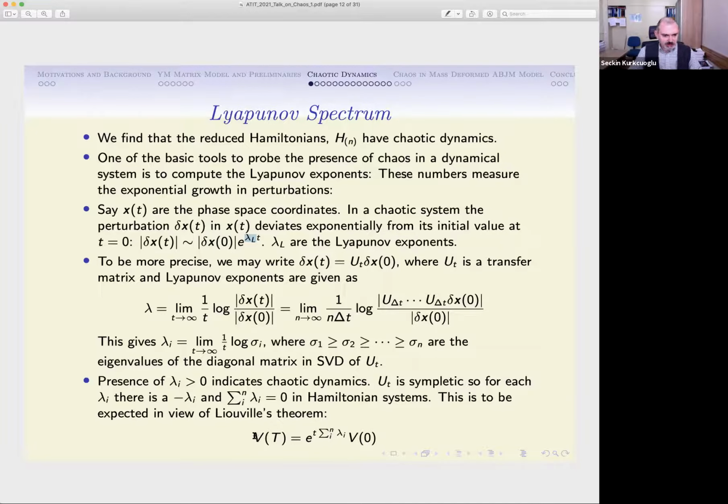This is consistent in view of Liouville's theorem in classical mechanics. You can, of course, discuss this also in statistical physics, but namely the volume of the phase space remains the same. This must be small t in time. That can happen only if the Lyapunov exponents add up to 0.